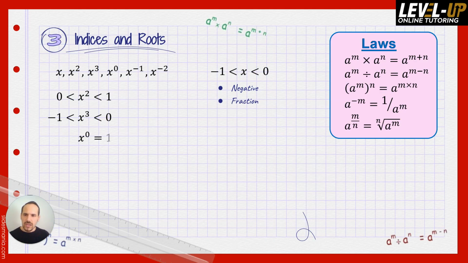Next one, x to the power 0. Nice, easy one. It's always going to be 1. Doesn't matter what the value of x is unless it was equal to 0, but it can't be in this case. So yeah, it's always going to be 1.